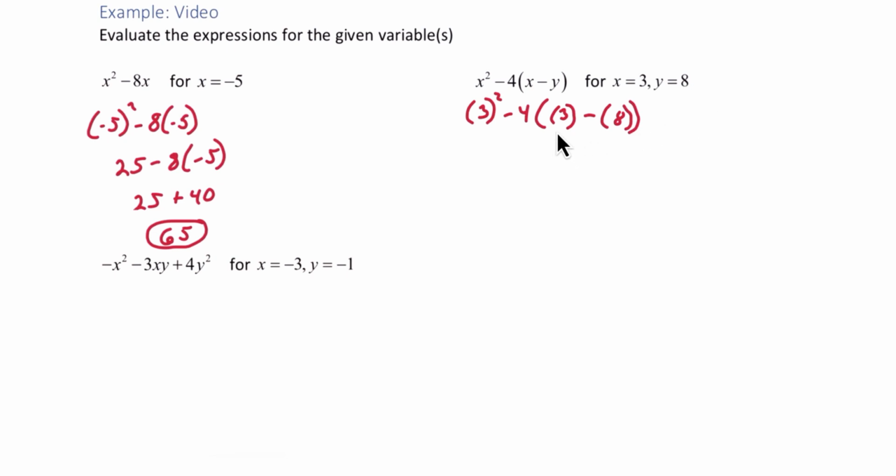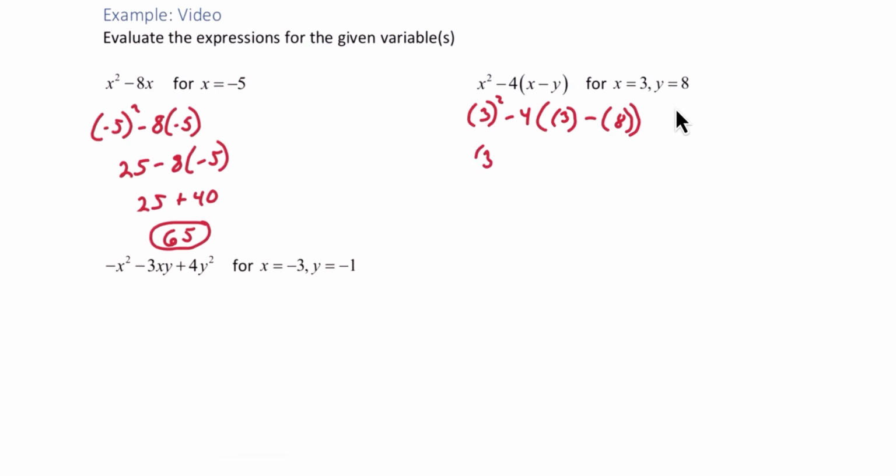Notice this time we do have something to do inside the parentheses. We have 3 minus 8. So we have now 3 squared minus 4 times 3 minus 8, which is negative 5. The next step in the order of operations is to take care of any exponents. We have 3 squared, which is 9.